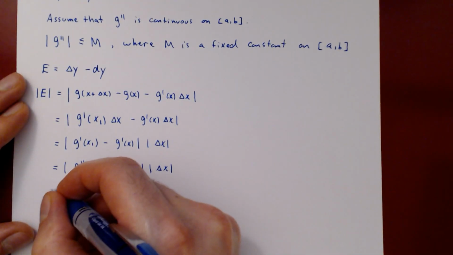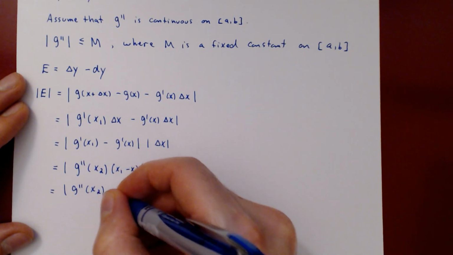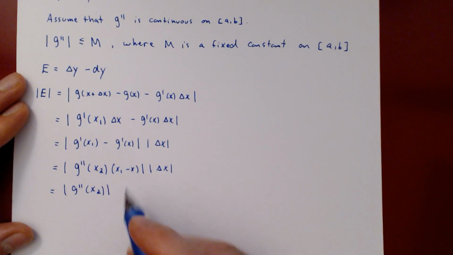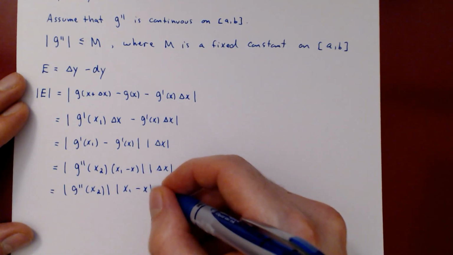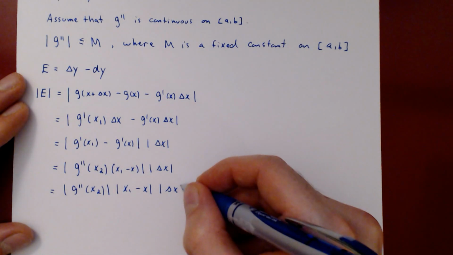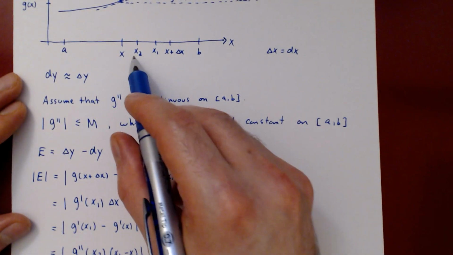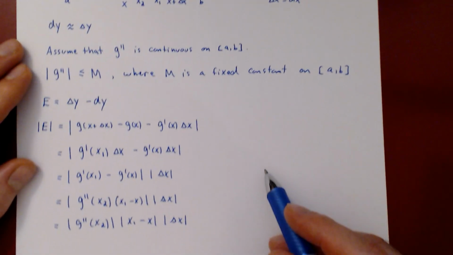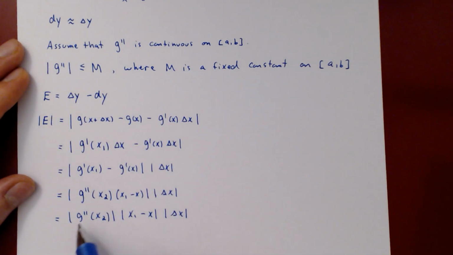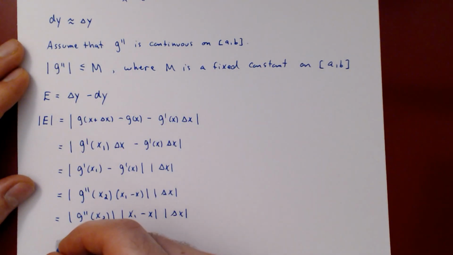This, of course, equals the second derivative of g at x2 in absolute value times the absolute value of x1 minus x times the absolute value of delta x. And now things become interesting, right? x2 is somewhere in the interval from a to b, therefore in absolute value, the second derivative at x2 is at most m. So we have an upper bound for this term.